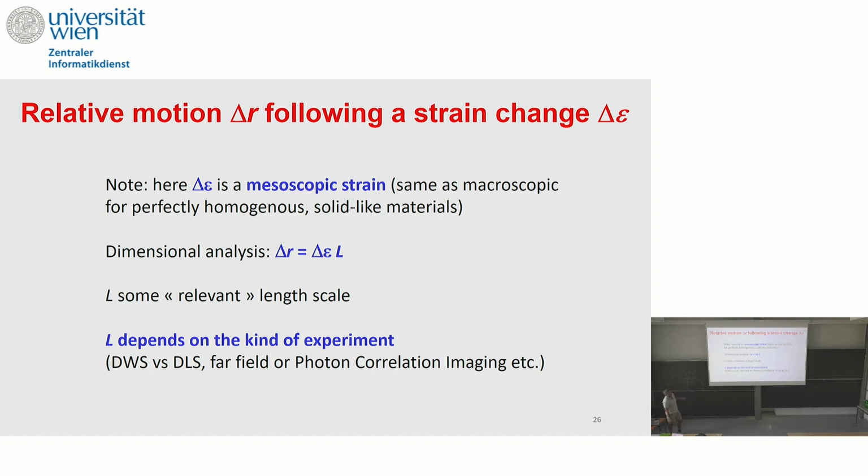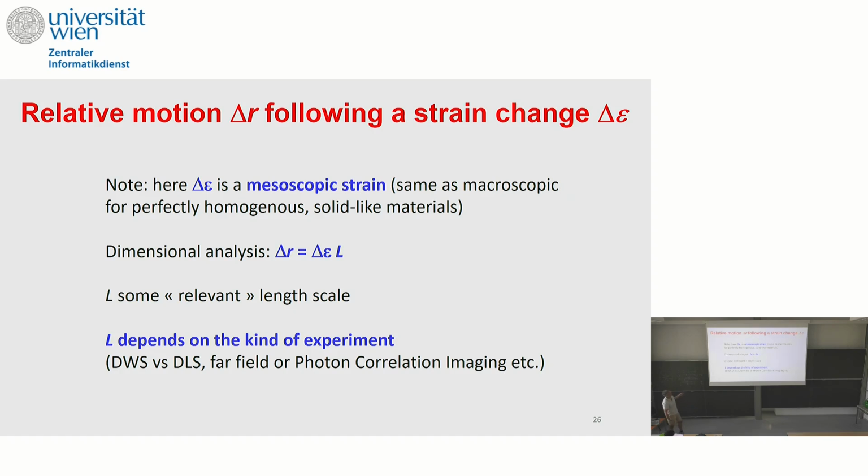So the question that we have to ask is, what is the relative motion delta R that we observe in our sample following a change in the strain delta epsilon? Here, delta epsilon, I want to be very general. It's a change in the strain. It could be the global strain if I am applying a time-varying deformation to my sample, but it could also be the change in the local strain or mesoscopic strain field across the sample in response to some event.